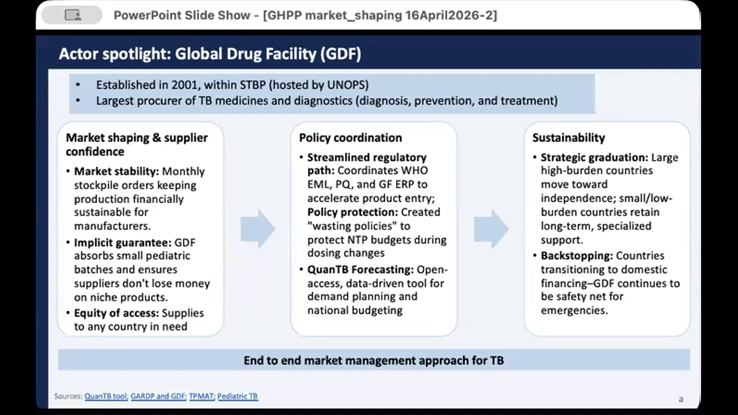The first being market shaping and supplier confidence. So GDF places monthly stockpile orders that keep the production sustainable financially for the manufacturers. This provides market stability. It also absorbs small pediatric batches and ensures suppliers don't lose money on niche products. And it basically functions as an implicit guarantee of sorts for formulations and commercial markets that would otherwise be abandoned. And it supplies any country in need, regardless of their income level.